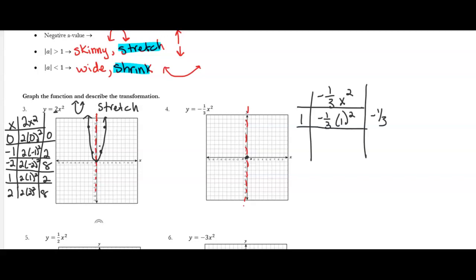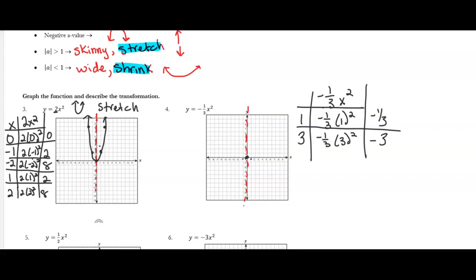All right, and then now you could do 2, but I already know 2 is not divisible by 3. So when you have something that's dividing, I always try and do a multiple of that number. So instead of doing 2, I'm going to do 3, because it may not work, but it's going to be a little better than a 2. So I'm going to do negative 1/3 times 3 squared. 3 squared is 9, and then 1 times 9 is 9, divided by 3 is 3. And so I have to keep that negative there, though.